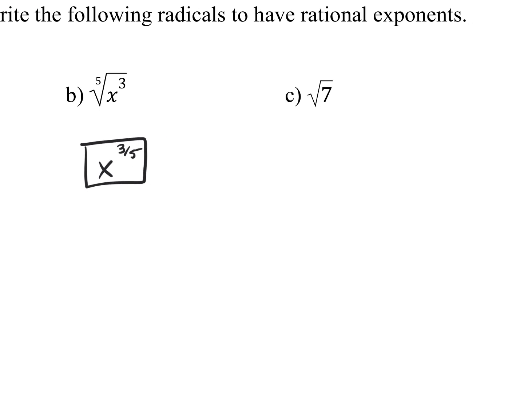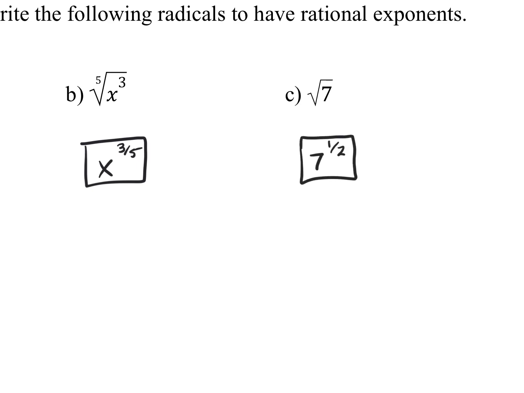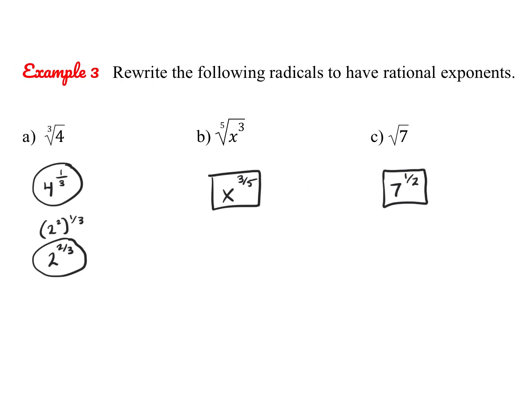And last, square root of 7. Remember, if you have a square root, the index is a 2, so 7 to the 1/2, and that's it. So again, sometimes it will be advantageous for us to be able to rewrite in this way. Sometimes we're going to want to take this type of expression and write it as a radical, so it just depends on the problem.